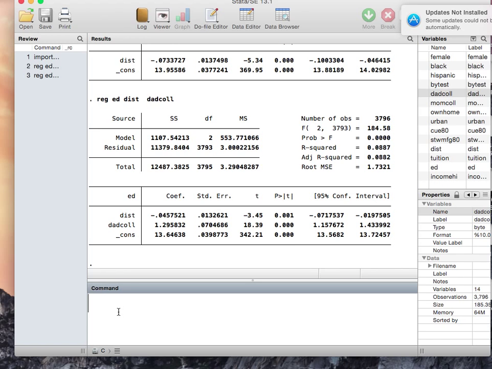The t values and p values are showing us that this is a statistically significant coefficient. Now, when you interpret it, distance has a statistically significant effect on education when we control for college. The effect is this: for additional 10 miles of distance, the number of years of education will decline by 0.04 or 0.05 years.